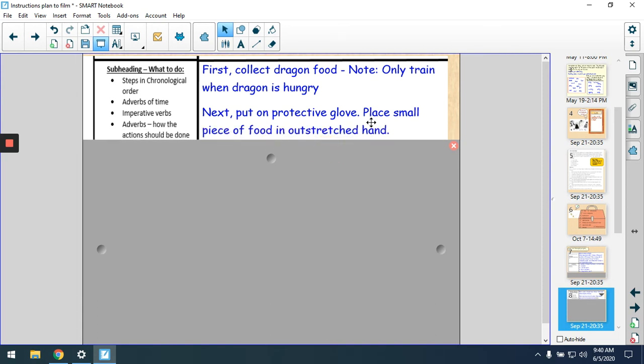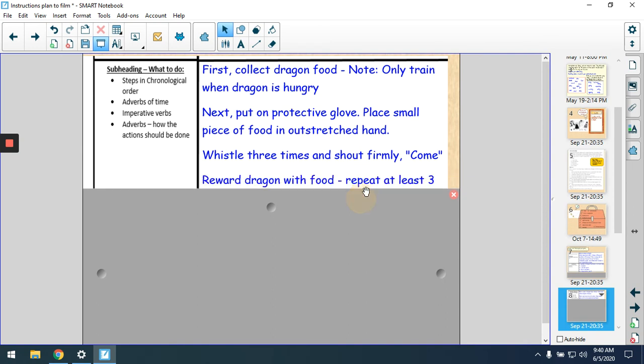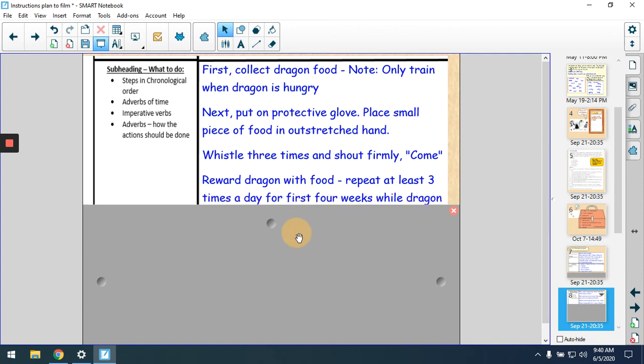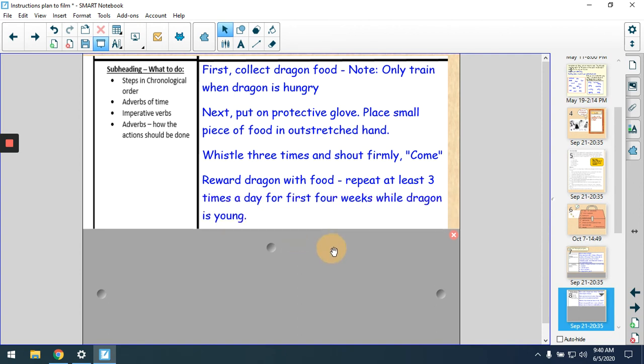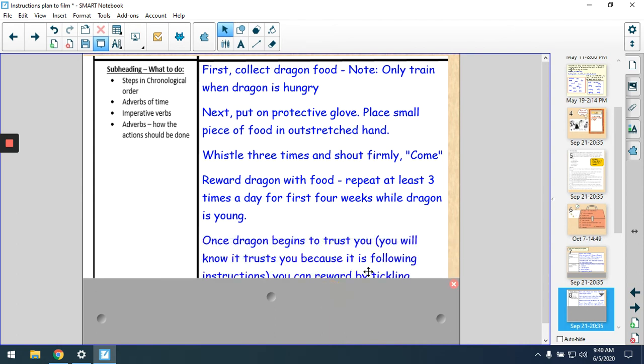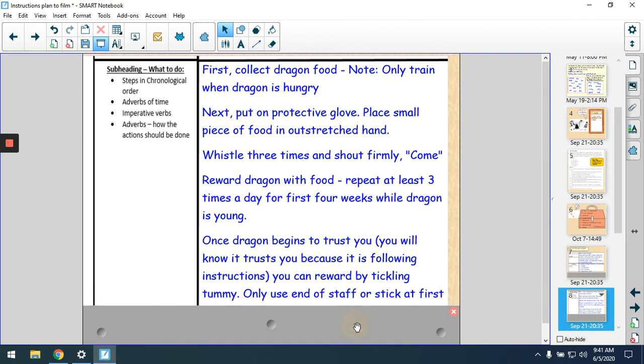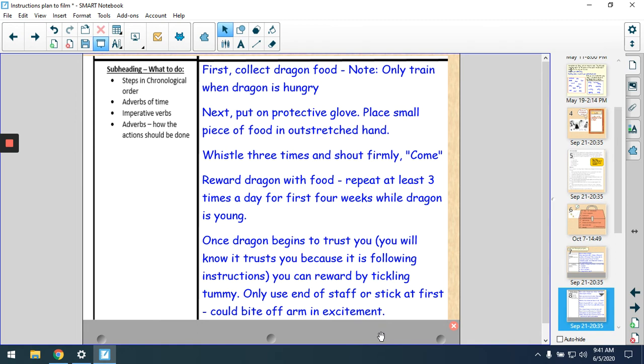So again, it's note format because we're going to be writing it up in full when we come to actually write our instructions. Whistle 3 times and shout firmly, come. So I've got my adverb there. Reward dragon with food. Repeat at least 3 times a day for first 4 weeks while dragon is young. Once dragon begins to trust you, and I've decided to include some extra information in brackets here, you will know it trusts you because it's following instructions. You can reward by tickling tummy. Only use end of staff or stick at first. Could bite off arm in excitement.